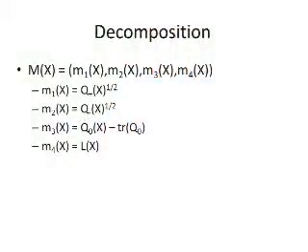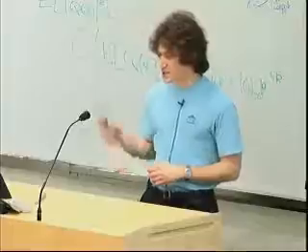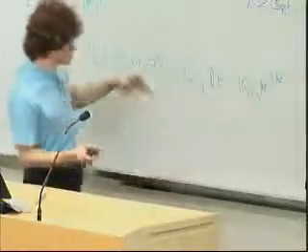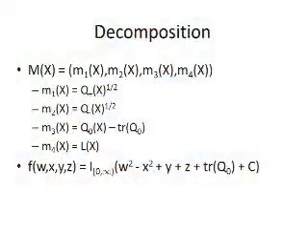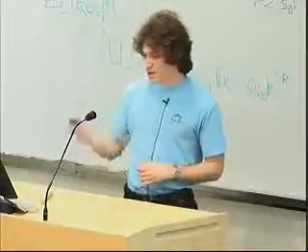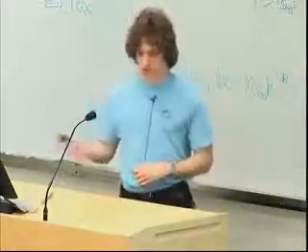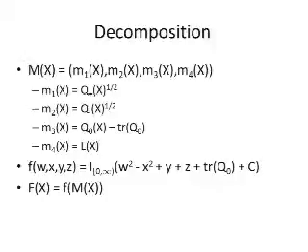So formally, what do we do? We define m of x to be, we've got 4 coordinates. We've got square root of Q plus, square root of Q minus, Q0 minus the trace of Q0, just so that this term doesn't get in our way. And then we've got the linear term. And we let little f in fact be this indicator function applied to w squared minus x squared plus y plus z plus the trace of Q0 plus c. And big F is just little f of m of x.